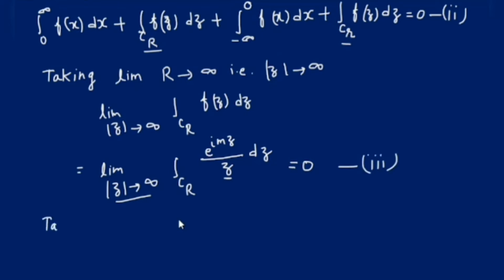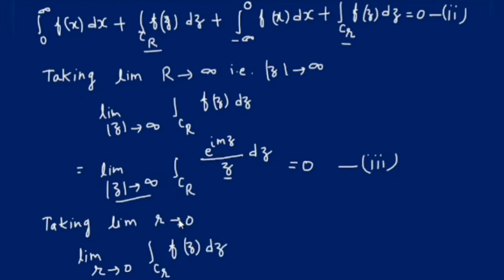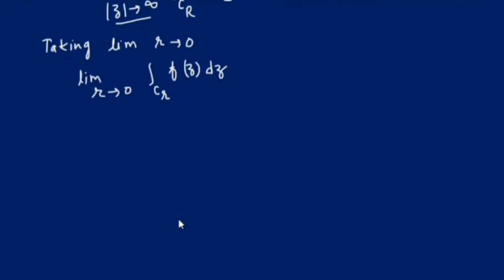Now taking the limit small r tends to 0. Okay, so limit small r tends to 0 of the integral along C small r of f(z) dz. Now evaluate this value. It is equal to limit small r tends to 0 of the integral along C_r, putting in the function e to the power iota mz divided by z dz.